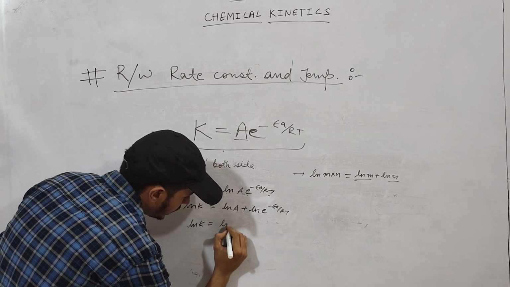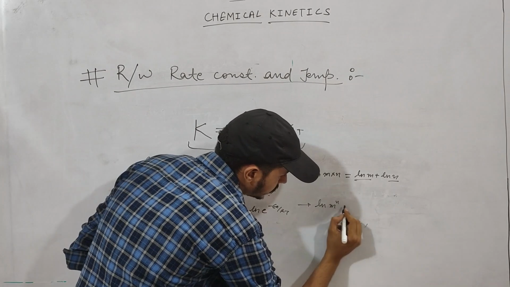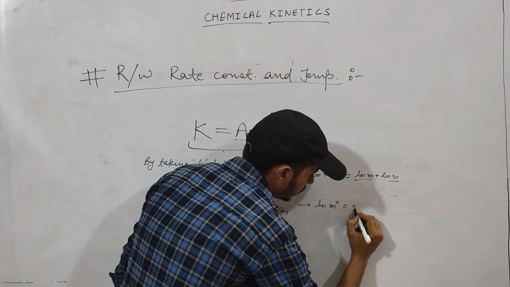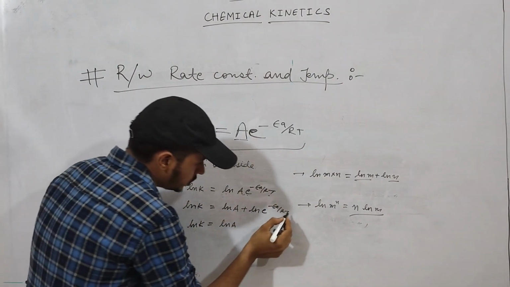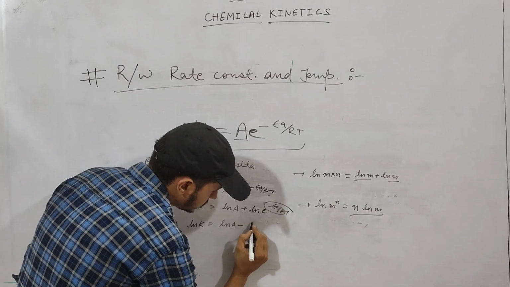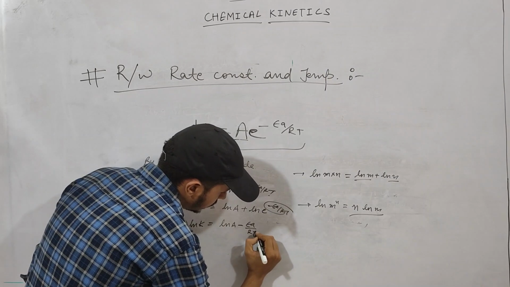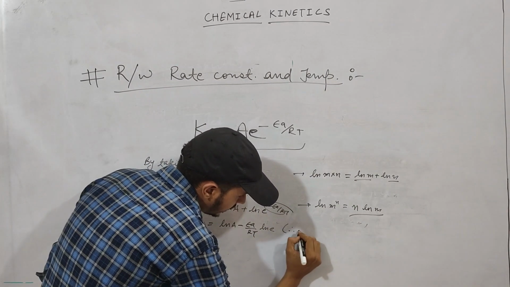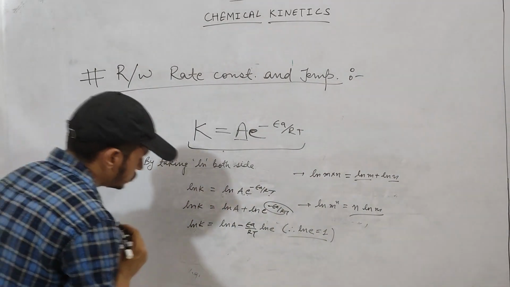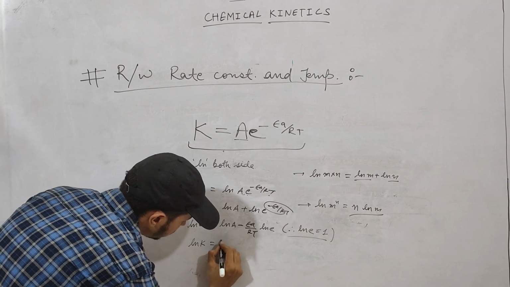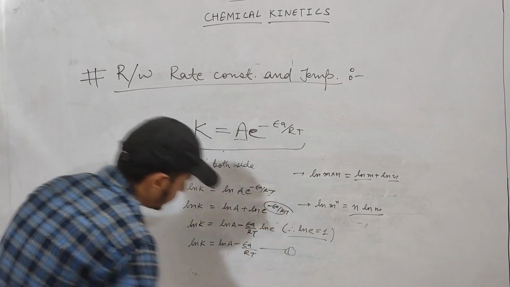ln k, ln A. Now by using the property ln m to the power n, n will come forward and it will become n ln m. So we will use that here. This term will come forward, so it will become minus Ea upon RT ln e, and the value of ln e is 1. You should remember this, the value of ln e is 1. Now solving further, ln k is equal to ln A minus Ea upon RT. So this is the first equation.